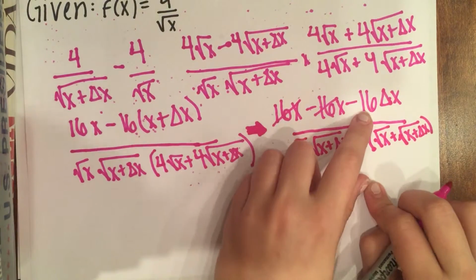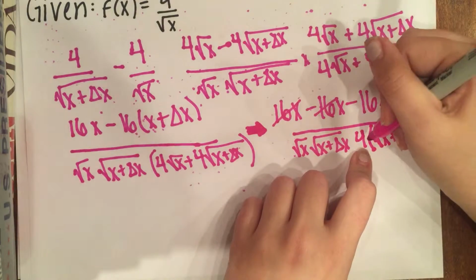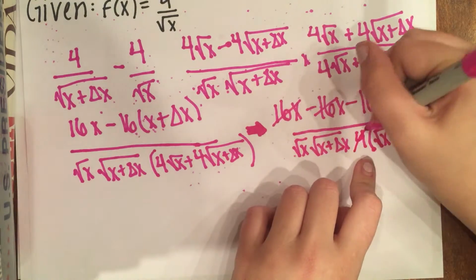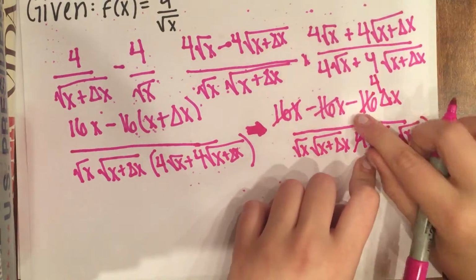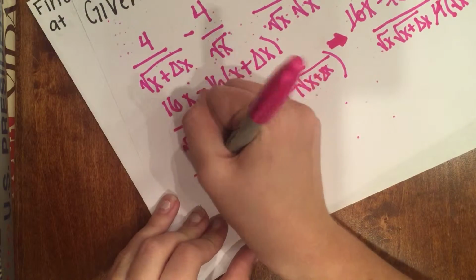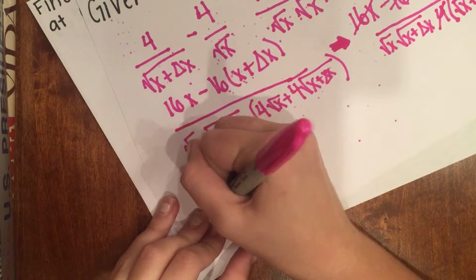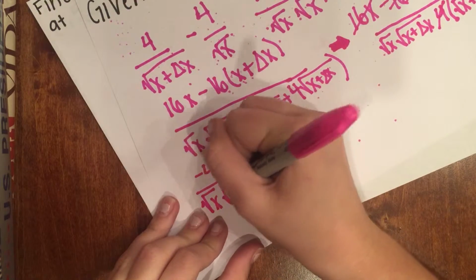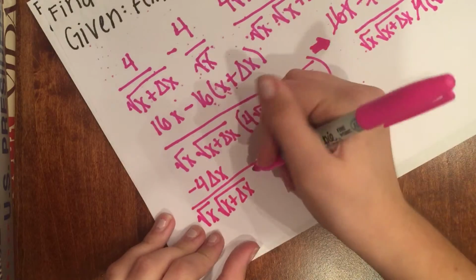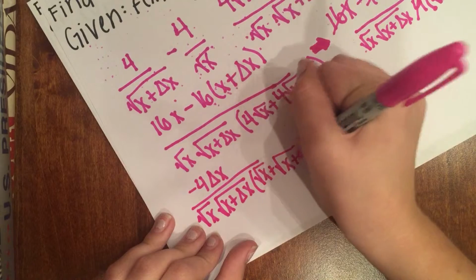Now here, since we have a negative 16 delta x on top, we can do a little cancellation with the 4 down here. And so you end up with a negative 4 delta x over, here I'm just going to rewrite it so it's more clear. It's negative 4 delta x over root x times root x plus delta x times root x plus root x plus delta x.